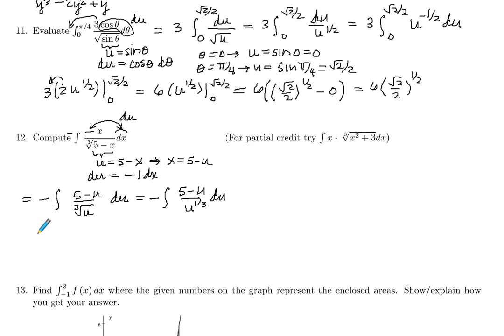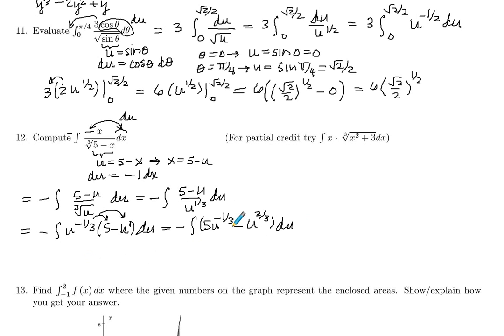Now bring this up to the top as a negative exponent. So this will be negative integral u to the negative 1/3 times 5 minus u du. And now multiply this in times each piece. So negative integral 5 times u to the negative 1/3. And then u to the negative 1/3 times negative u would be minus u. We're adding exponents here, so this is u to the 1 minus 1/3, which is 2/3. And that is integrating with respect to u.